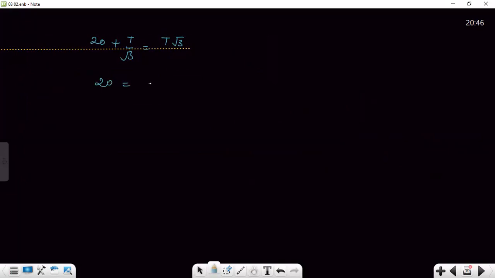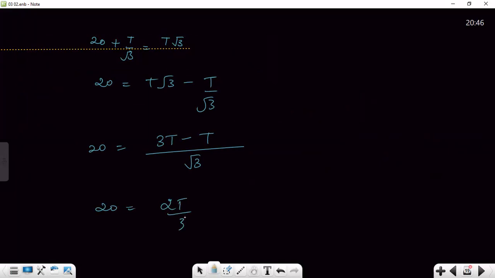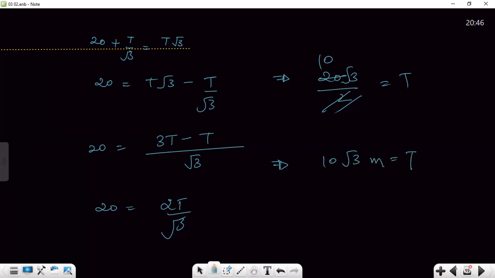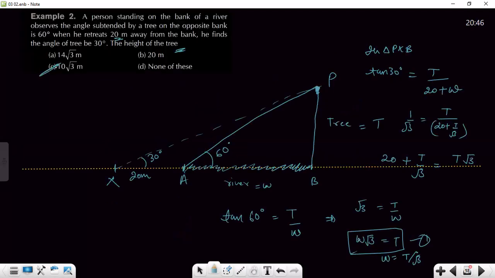Let's bring all the terms of t on one hand side. Taking LCM root 3, t root 3 into root 3 becomes 3t minus t. 20 is equal to 2t upon root 3. Bring every number onto the left hand side. 20 root 3 divided by 2 is equal to t. 2 cancels 20 by 10. This becomes 10 root 3 meters. That is the height of the tree. Option number C is the correct answer.